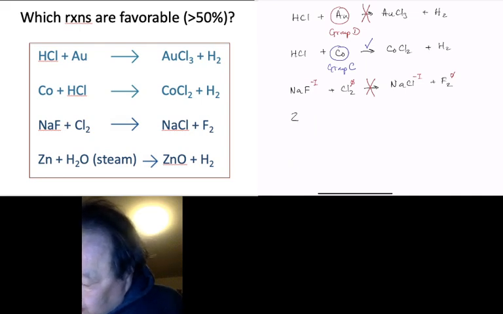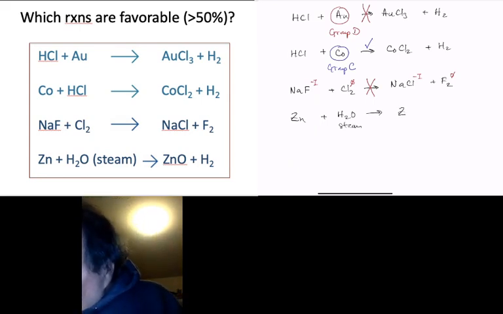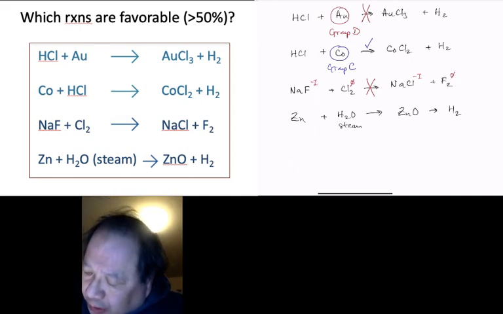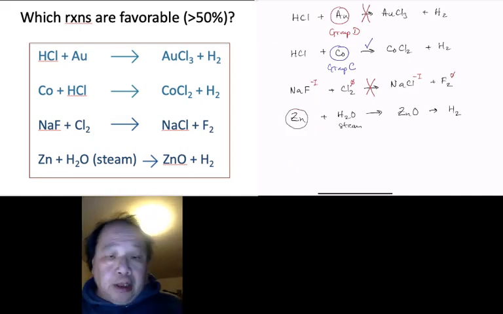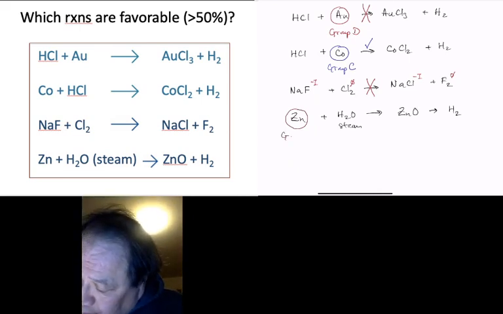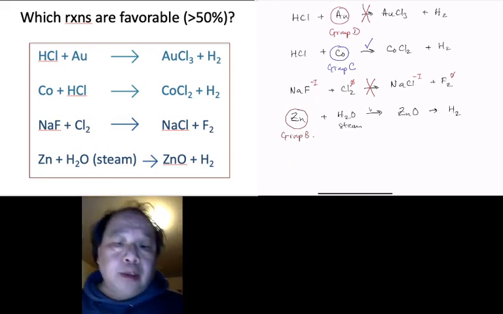Zinc plus very hot water, which is steam. And the question is, does zinc get oxidized to ZnO plus H2? And again, the question is, which group does zinc belong to? And remember, zinc is the exception. It is in group B. And elements in group B do react in steam, hot water, and so the reaction does occur.